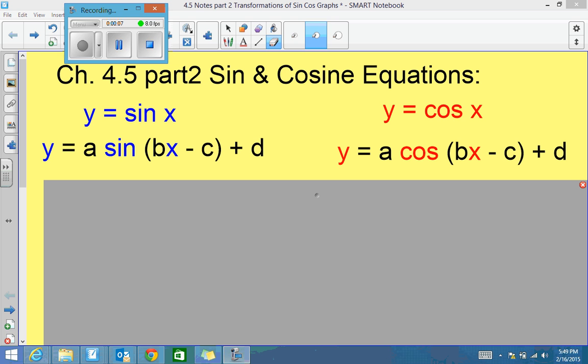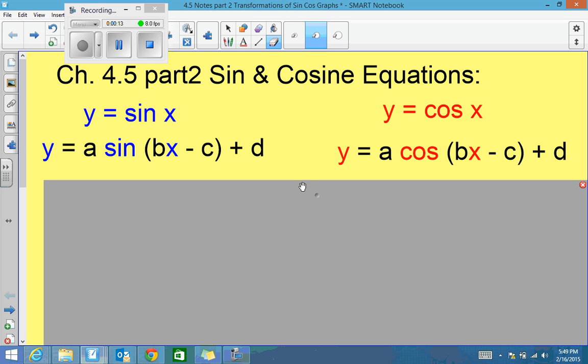Today we're going to continue looking at sine and cosine graphs and their equations. Last class we concentrated more on what the graphs look like and how they differ depending on changes to the equation. Today we're going to look at the equation and what that would do to the graphs.